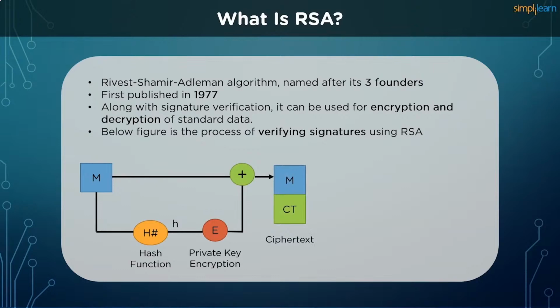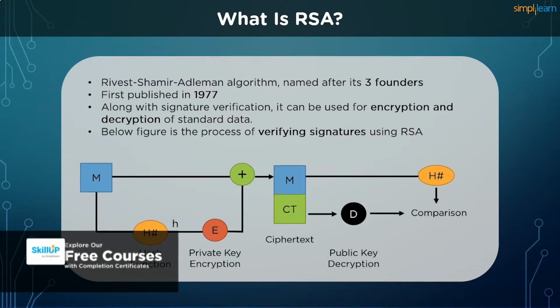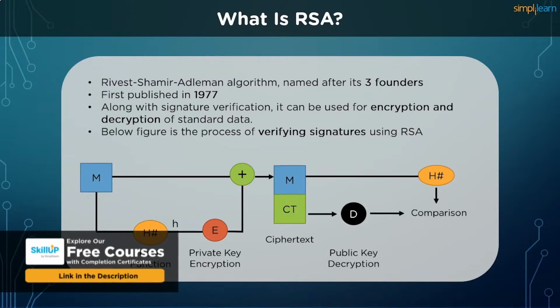Once the receiver receives the bundle, we can pass the plaintext message through the same hash function to generate a digest, and the ciphertext can be decrypted using the public key of the sender. The resulting hashes are compared. If the values match, then the data integrity is verified and the sender is authenticated.